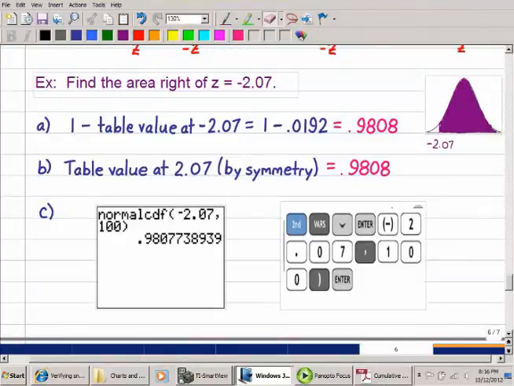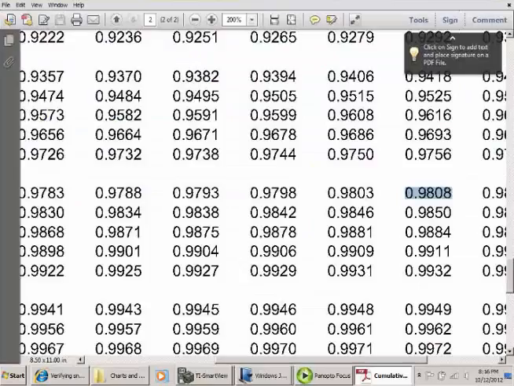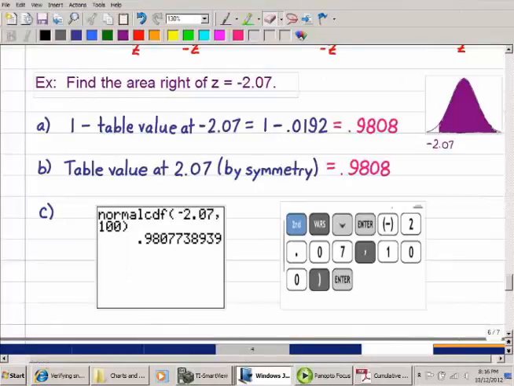So if I look up 2.07 directly on the chart, I don't have to do the 1 minus. Down here, 2.07, and there it is, 0.9808. So once again, you do whichever way you prefer. I like just flipping it over and looking it up that way.